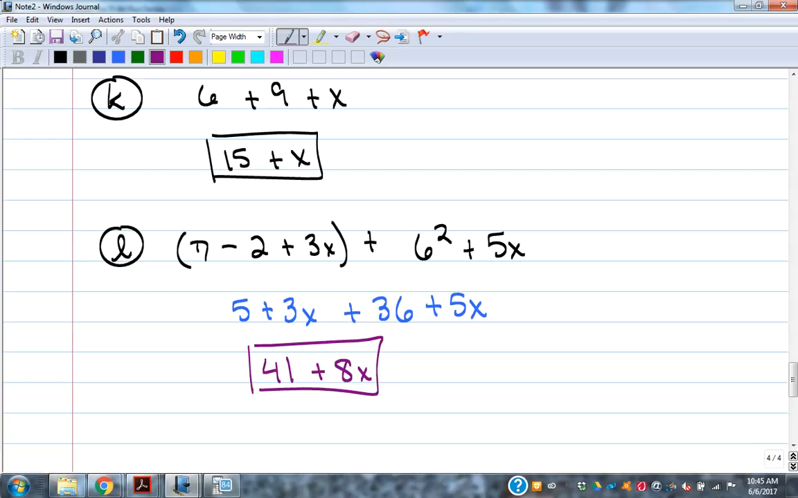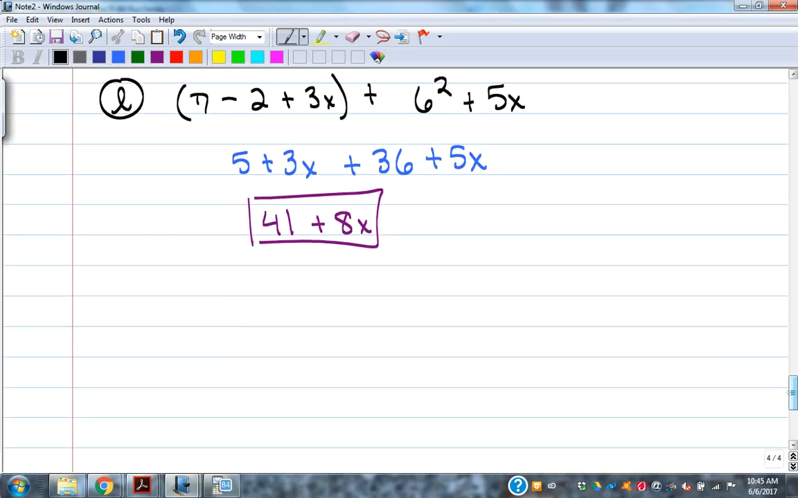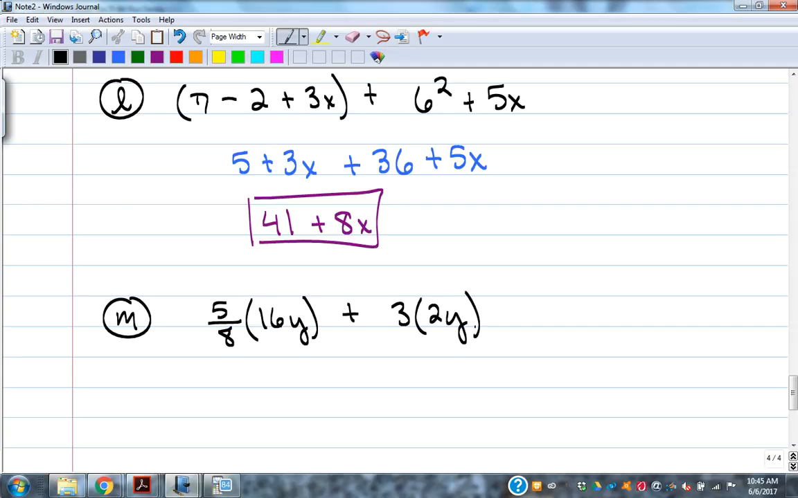All right. Let's throw some fractions in there because everybody loves fractions. 5/8 times 16y plus 3 times 2y.